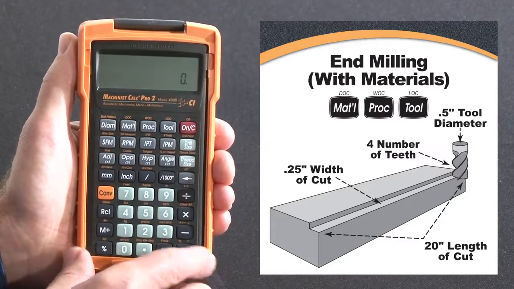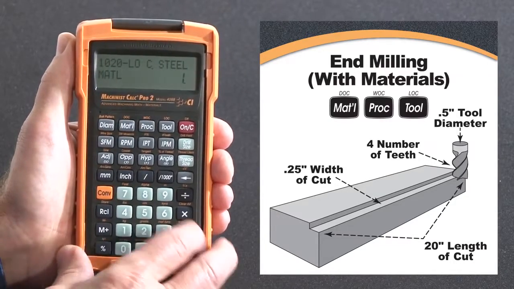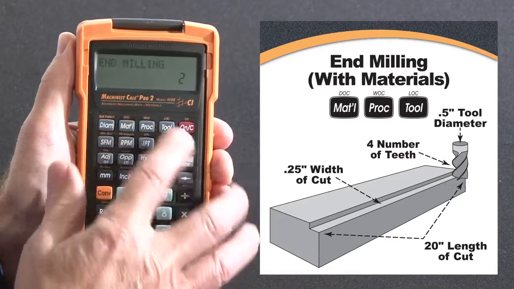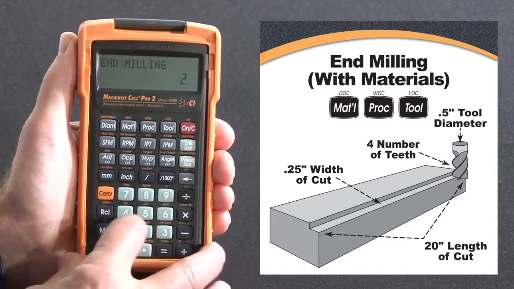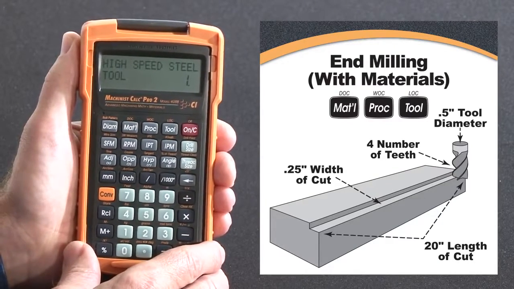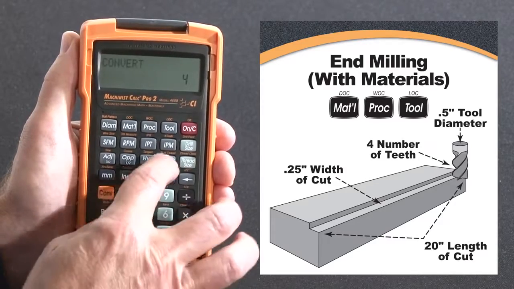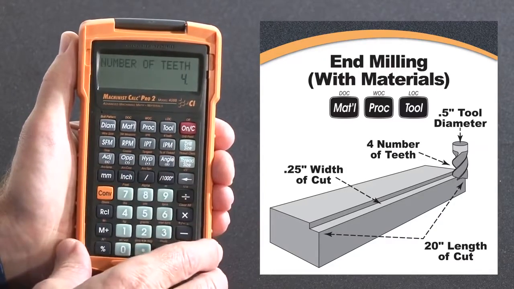Now the material I want to use is number 1, the 1020 low carbon steel. The process is number 2, end milling, and the tool type is the high-speed steel tool. There's 4 teeth on this tool, so I'm going to hit 4, convert, and number of teeth is up there.